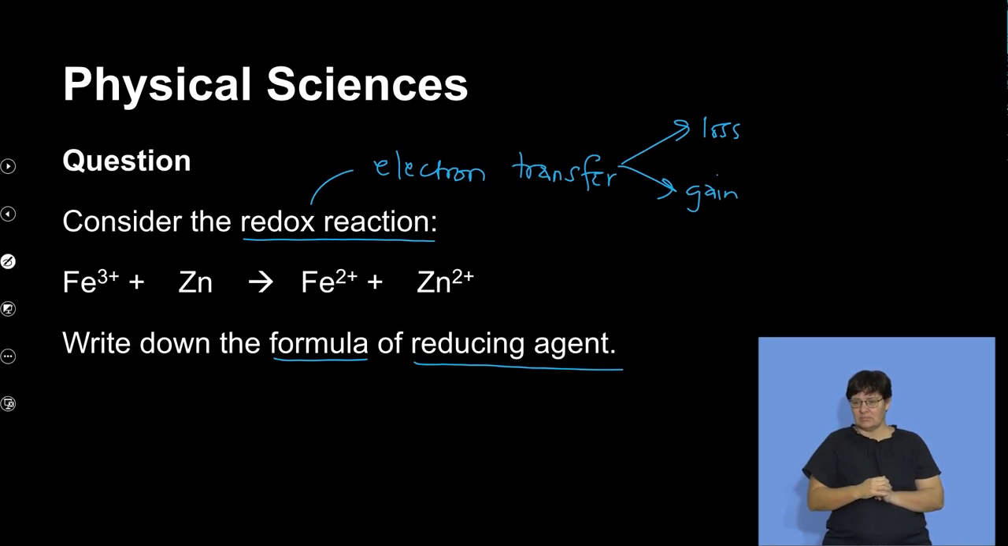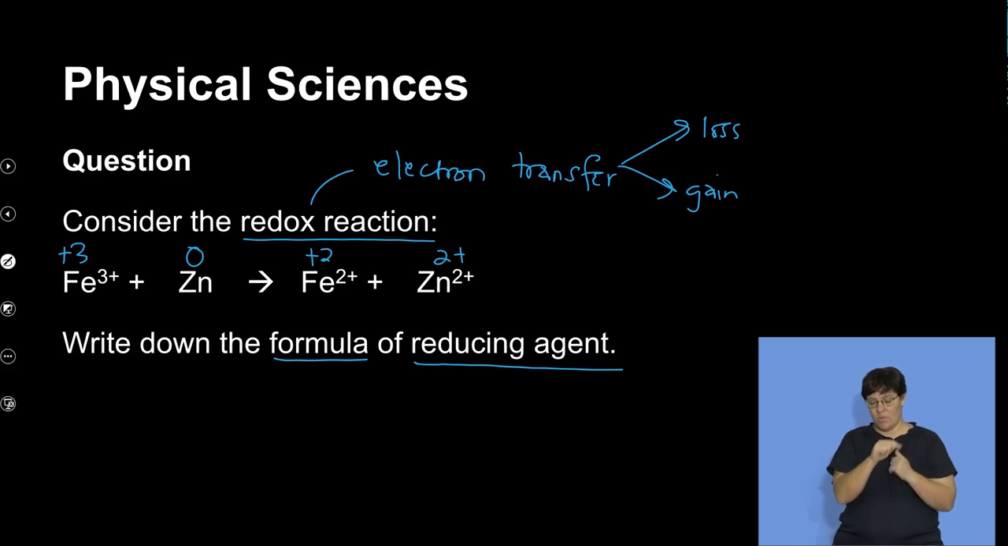But by so doing, we need to keep track of the oxidation numbers. So iron 3 is plus 3. Zinc as an atom is 0. This iron ion is 2 plus, and then zinc is also 2 plus. So a reducing agent is actually a substance that undergoes the loss of electrons, oxidation. So there needs to be an increase in the oxidation number, right? So a substance that undergoes the loss in this case is zinc.